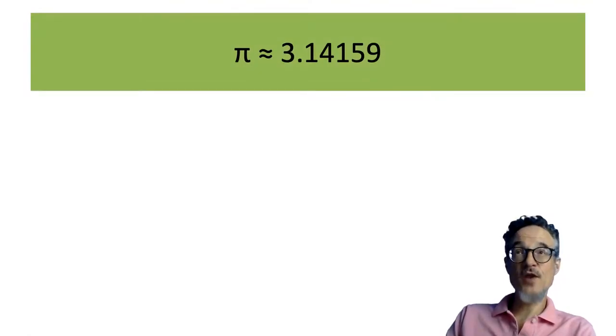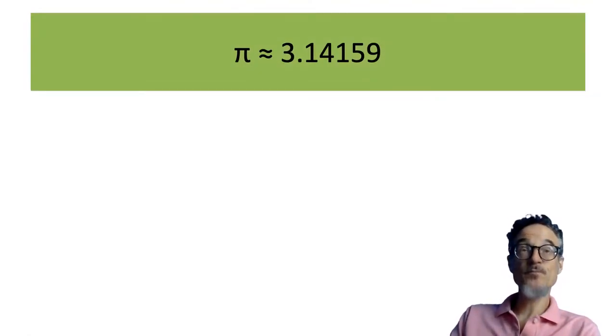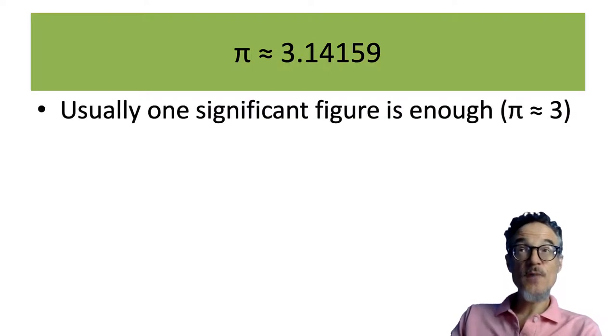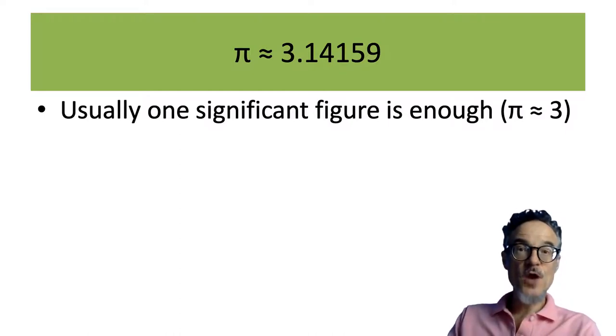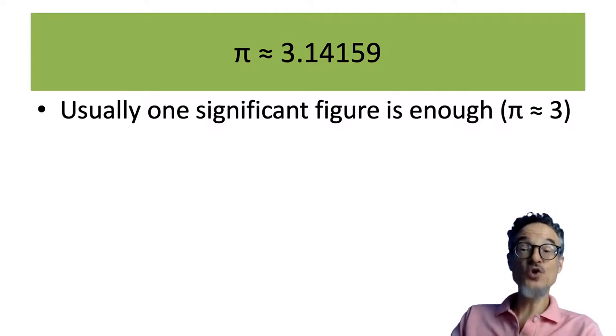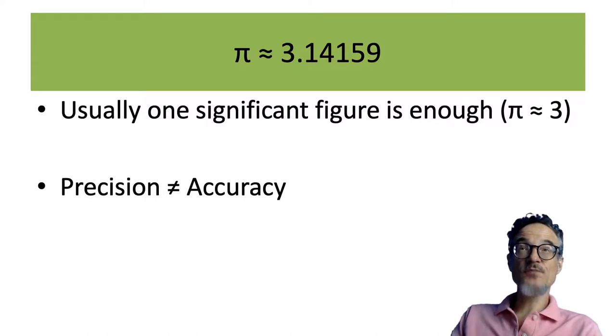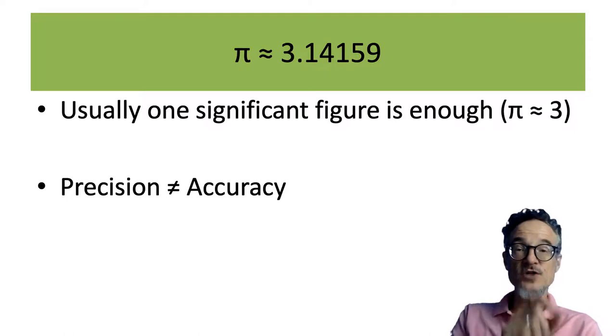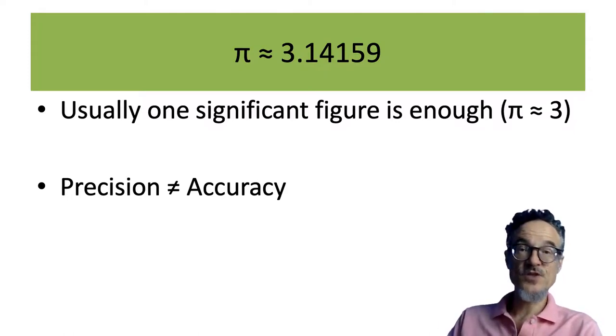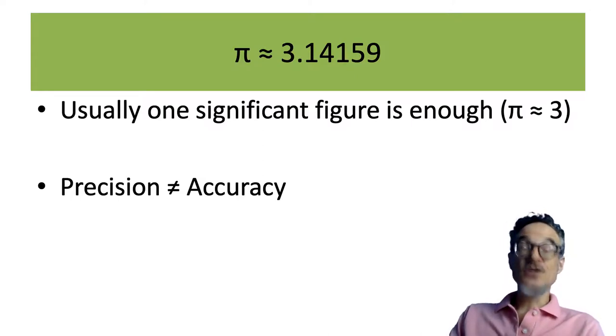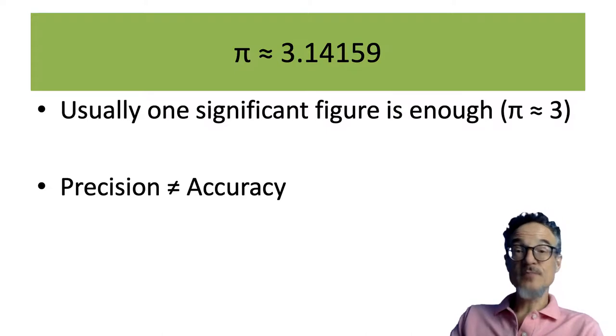Pi is in fact around 3.14159. Usually, one significant figure is enough. So for a lot of calculations, we just need to know pi is around 3. It's a little bit more than 3, and that's usually enough for many calculations. Precision and accuracy are not the same thing. Just because there are lots of numbers after something does not mean it's right, and just because there are not very many numbers doesn't mean it's wrong.